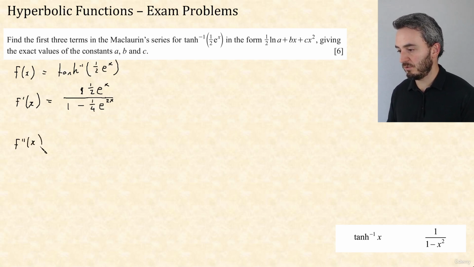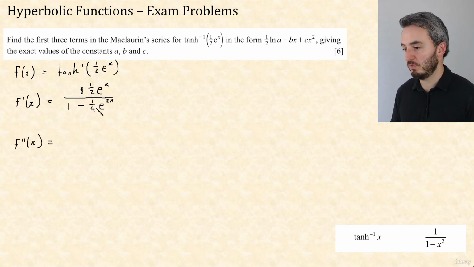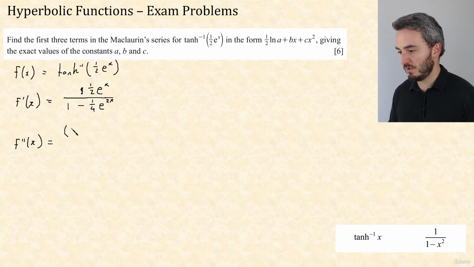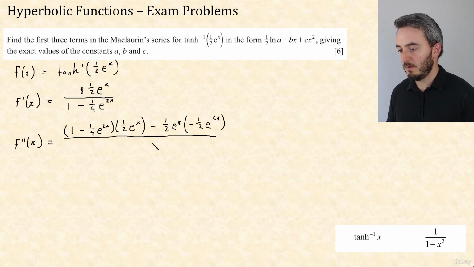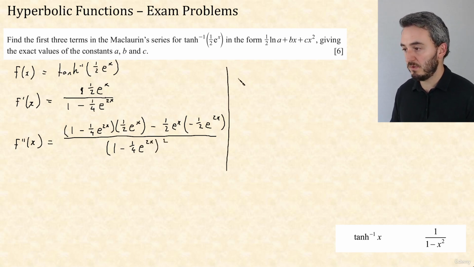And now I can find the second derivative as well, and I'm going to use the quotient rule for that. So that's v u dash, so v times u dash, and the derivative of half e to the x is half e to the x, minus u v dash, so that's u, and then the derivative of v is a quarter times 2, so minus a half e to the 2x, and that's all over v squared, so all over 1 minus a quarter e to the 2x all squared. So now I can find the values at 0.